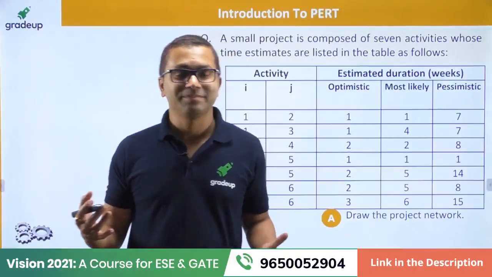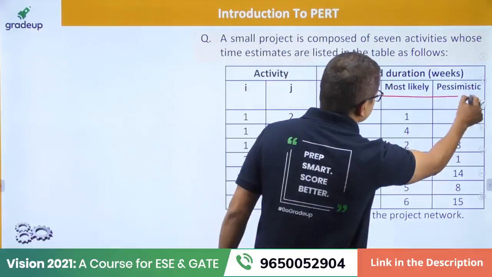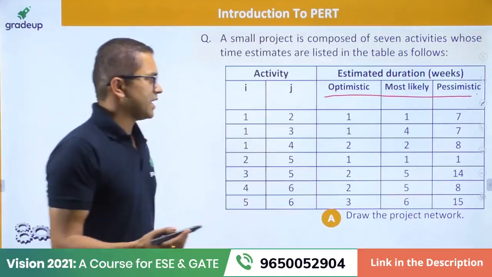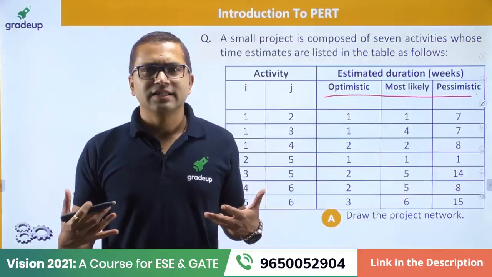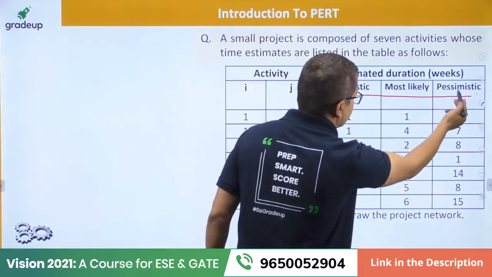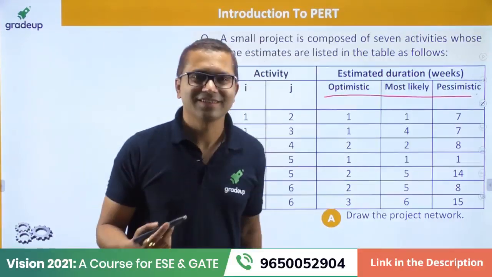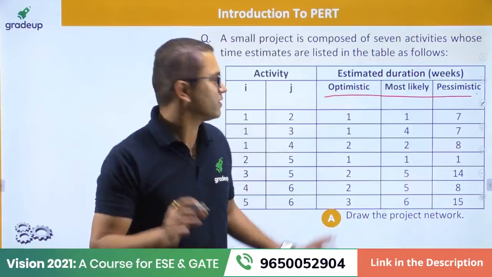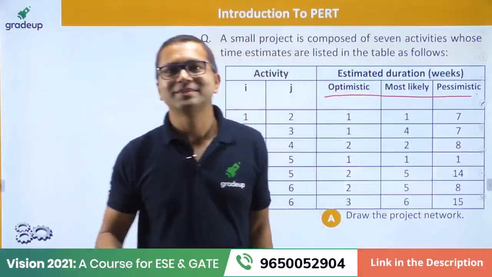They are different. In PERT, we talk about 3 times. In CPM, we had just 1 time because we were sure about it. Here, we have 3 times: optimistic time, most likely time, and pessimistic time. So, who is an optimist? Can you please tell me what is the meaning of optimistic, and what is the meaning of pessimistic?